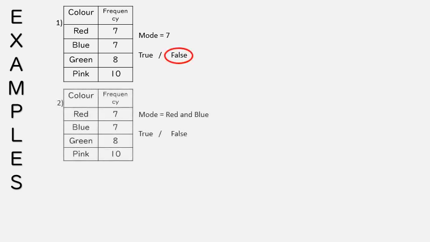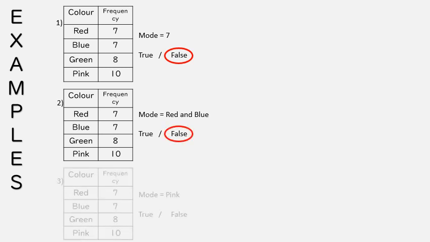What about this one here? We're looking at the colours. We can have a look. There's red, blue, green or pink, and the frequency, remember, tells us how many times it comes up. Is the mode red and blue? Well, red and blue only have a frequency of 7 and green and pink have higher than that, so it's not the most common. So red and blue are not the mode, so that's false again.